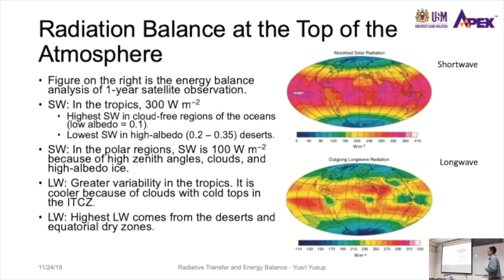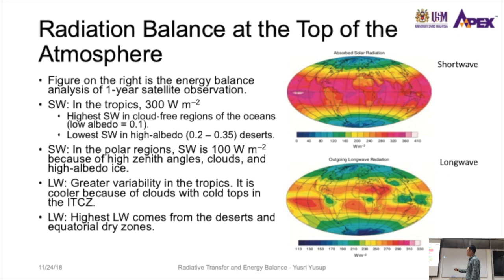Now we go into energy balance, but at the top of the atmosphere. So radiation balance at the top of the atmosphere. The figure on the right is for the shortwave and the one below is for the longwave. Shortwave means coming from the sun. Here we show the energy balance analysis of a 1-year satellite observation, averaged throughout the year for both.